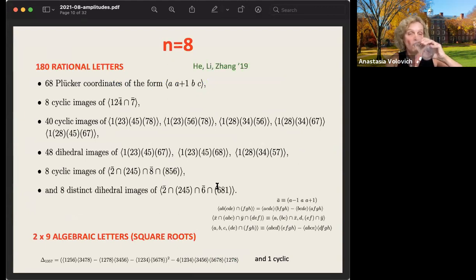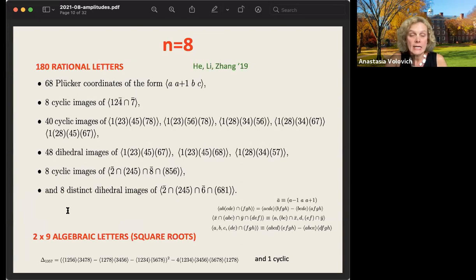Now let's go to 8 points. For 8 points, the important progress came from the work of He, Li, and Zhang, in the first paper in 2019. Here I copied the symbol alphabet for 8 points. You have 180 rational letters. They are the Plückers, and then there are quadratic and cubic functions of these regular Plückers. That's basically a list, with various intersections. I'm not going to go into detail, it's spelled out in any paper you open. What you need to remember is there are 180 rational letters. They did the computation for the 8-point NMHV two-loop amplitude.